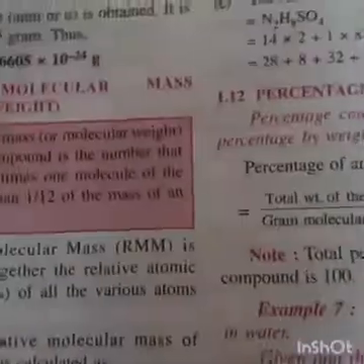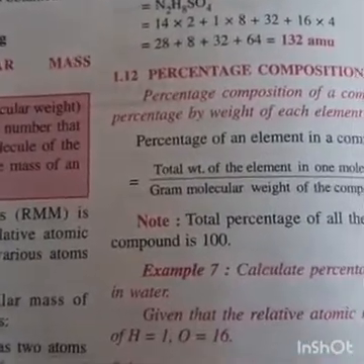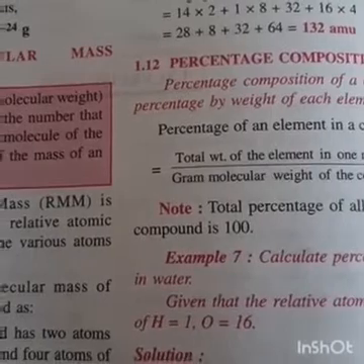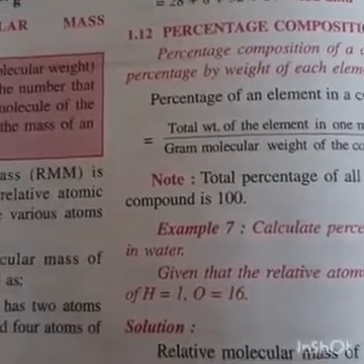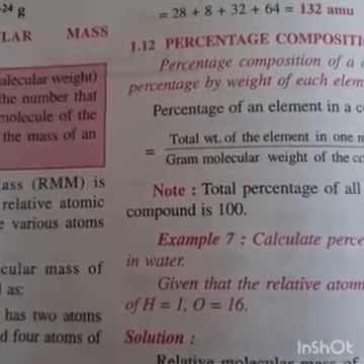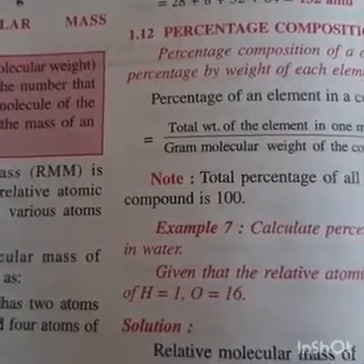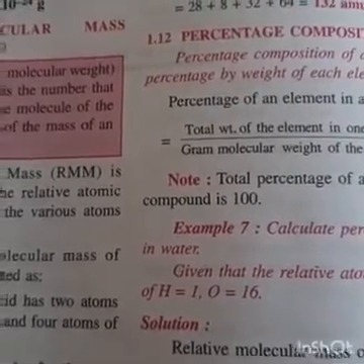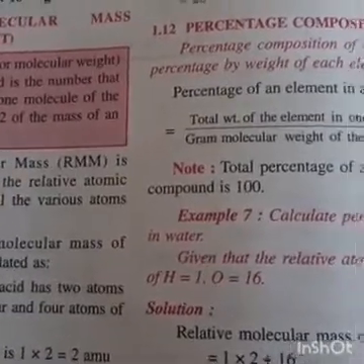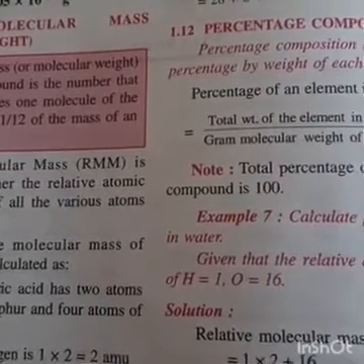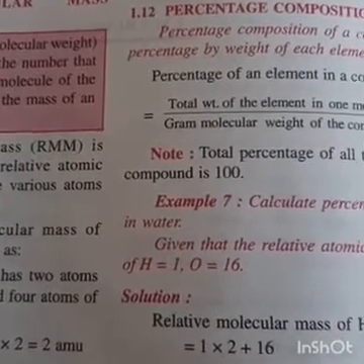Now the next very important topic, which is the last of this topic, is percentage composition. If somebody gives me a compound which consists of 2 or 3 different types of atoms, and I want to find the percentage of an element, then the percentage of the element in a compound is the total weight of that atom in the molecule divided by the gram molecular weight of the compound, into 100. Whatever answer I get is the percentage.